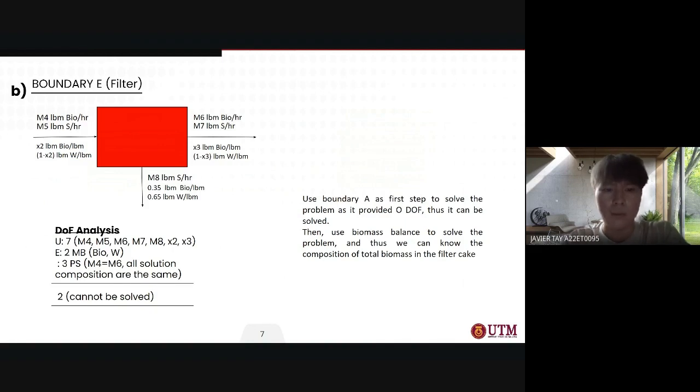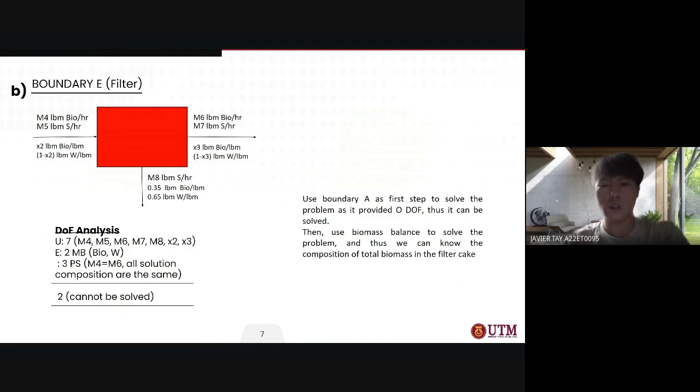They are the same. So the solution compositions are the same, as explained at boundary A. In the filter, we don't produce or release any chemicals or material, so the solution in the filter cake and the filtrate are the same. So 7 minus 2 minus 3, we get 2, it cannot be solved.